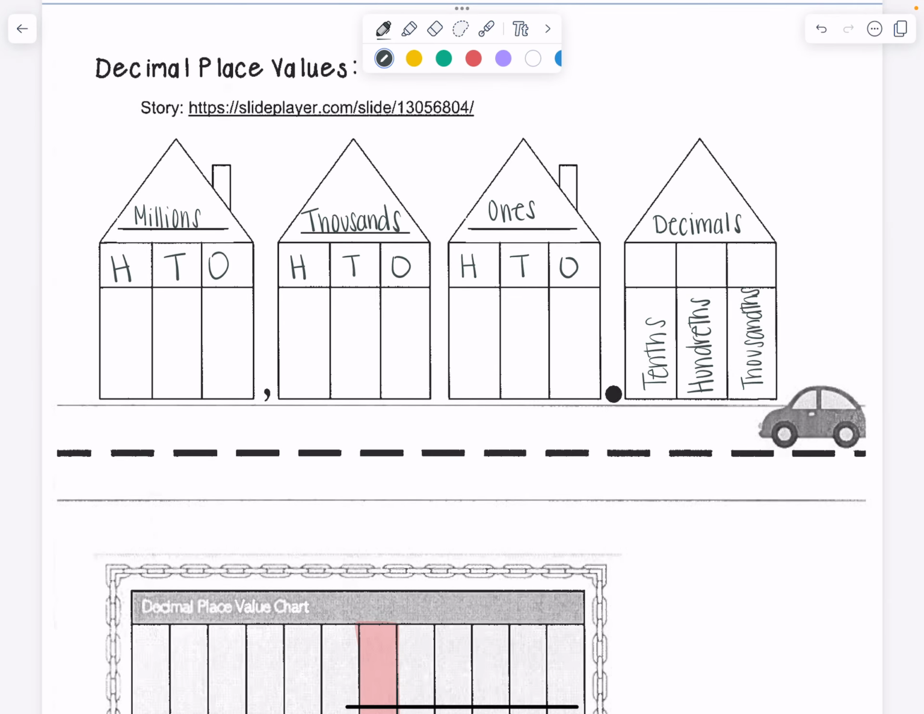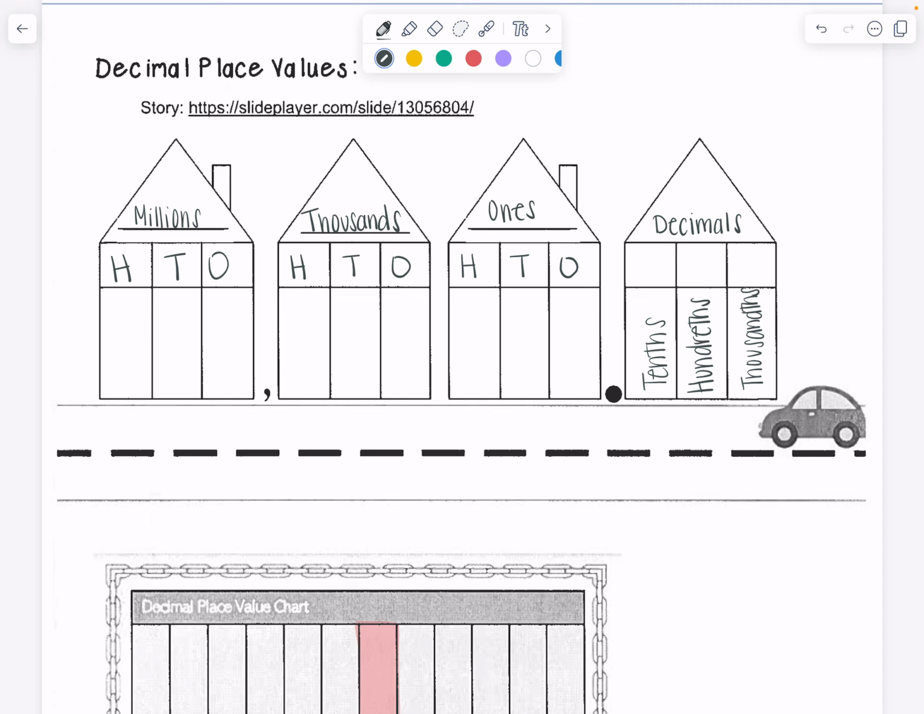So we're going to look at place values, specifically with decimals and whole numbers. So I've got this decimal place value. Some people call it place value street, place value houses. You may see this as a poster in some of the elementary classrooms. It helps students organize the different categories, if you will.